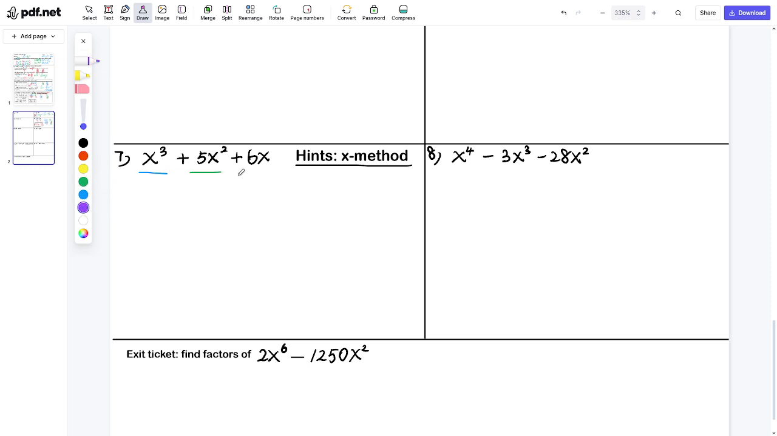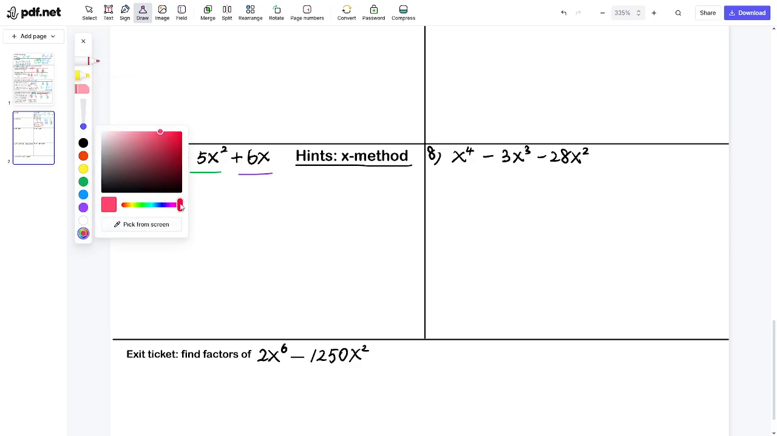And let's make this last one purple. All right, when you find the GCF of 3 different numbers, all you have to do is find out, do they all have a GCF in the first place?